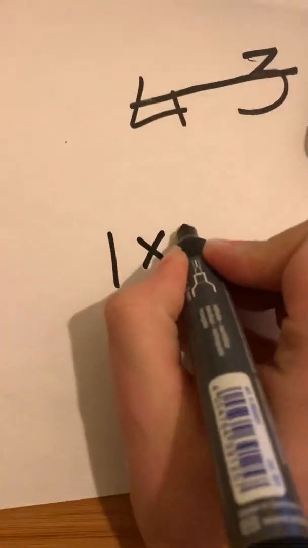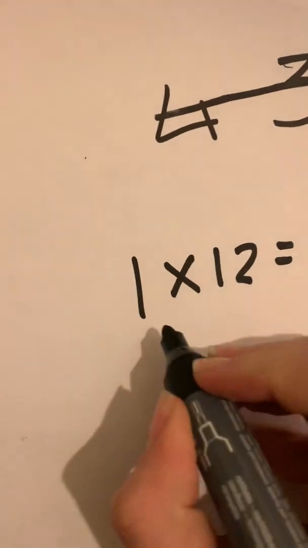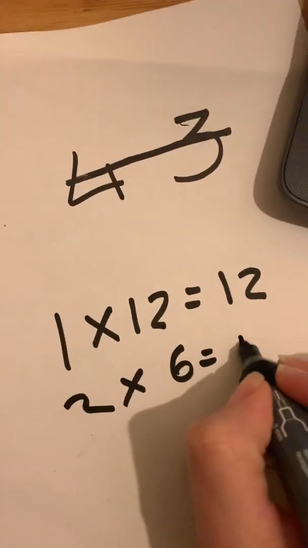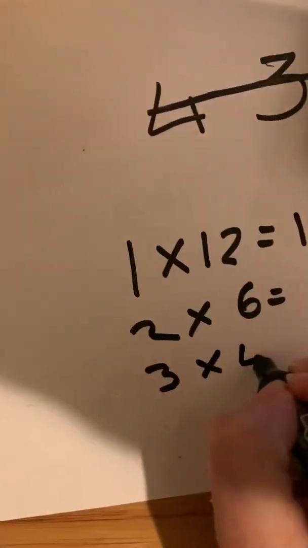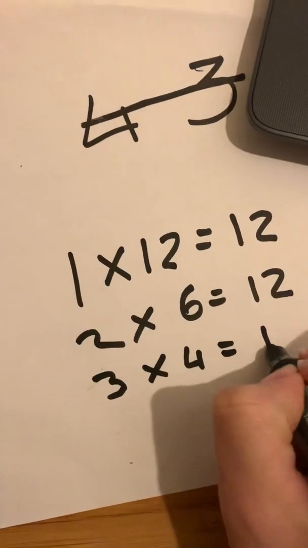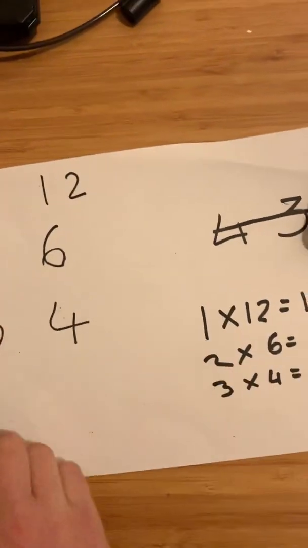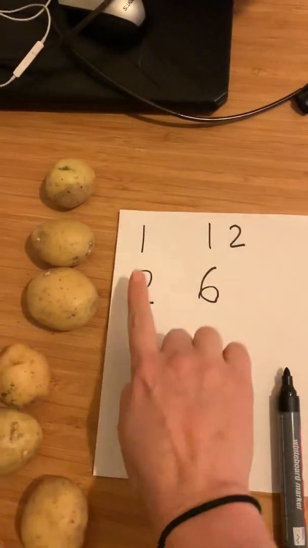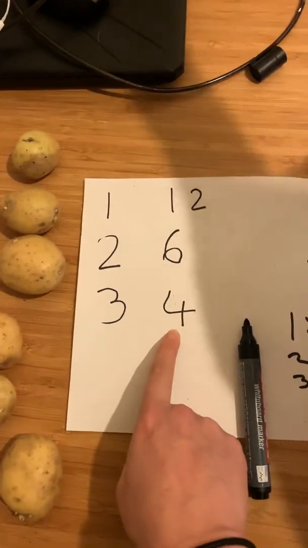To check, we've got to make sure that they times together to make 12. 1 times 12 is 12. 2 times 6 is 12. And 3 times 4 is 12. Remember, times tables are commutative, so just swapping the numbers over doesn't count. Therefore, there are 1, 2, 3 factor pairs of 12.